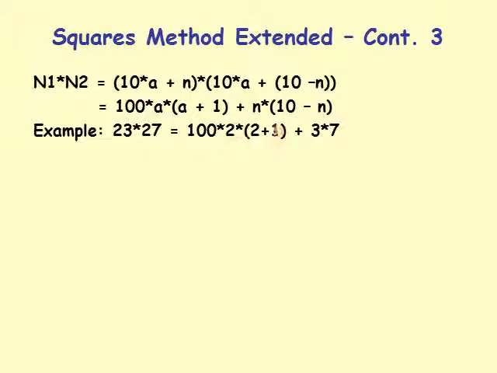2 and times 2 plus 1, which is 100 times 2 times 2 plus 1 right here, and plus n, which is 3, and 10 minus n is 7. 3 times 7. Okay, so we get 600 plus 21, which is 621, and this is 6 on the left and 21 on the right.